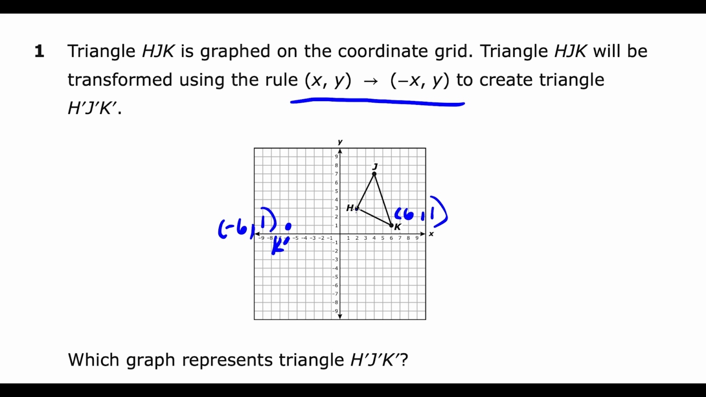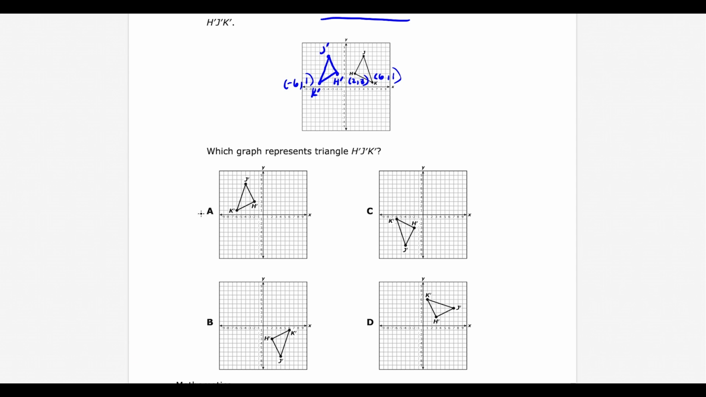Then if I take point H, which is at 2, 3, those are the coordinates for H, and I just change the sign of the x. That's going to send me to negative 2, 3. So the transformation we're actually going forward with here is a reflection over the y-axis. We could use the rule, or I could just see that instead of going to 4, 7, we're going to go over here to negative 4, 7, and that's going to send us over here to J prime. So we're going to scan the answer key here and see which triangle looks like this. We look here and we see our answer definitely matches up with choice A.